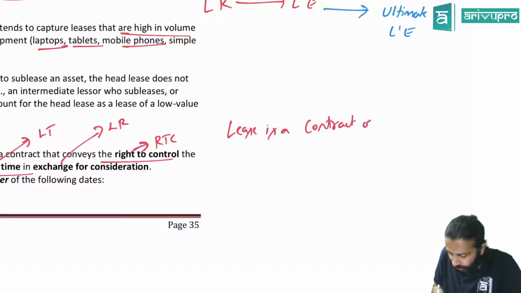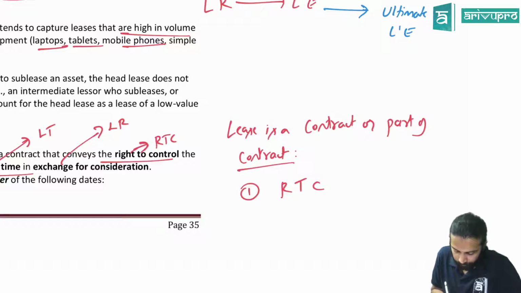Lease is a contract or part of contract that has 4 features. First is right to control, RTC. Right to control what, sir? What is the correct? No, that name makes sense, no?